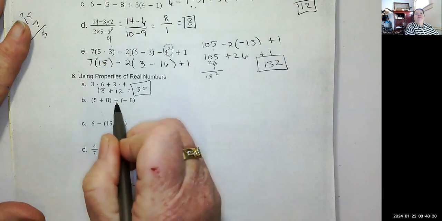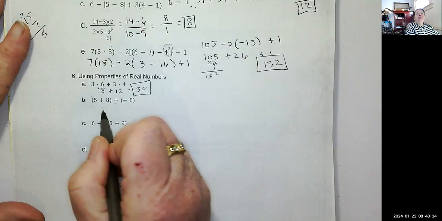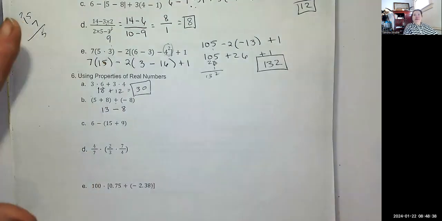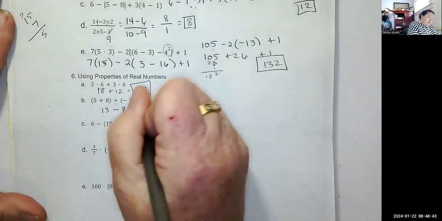5 plus 8 plus negative 8. Well, 8 plus 5, 8, 9, 10, 11, 12, 13. Plus negative 8 makes that a negative 8. Positive times a negative is a negative. 8, 9, 10, 11, 12, 13 is 5.